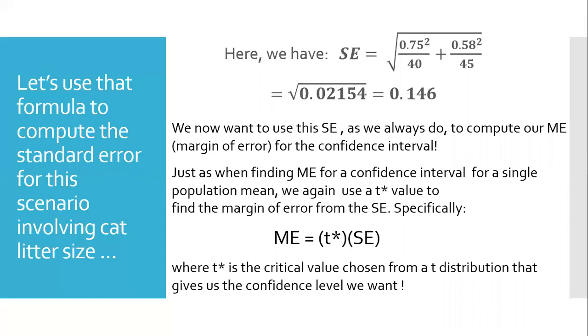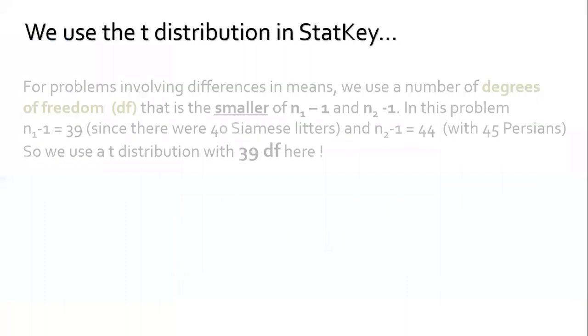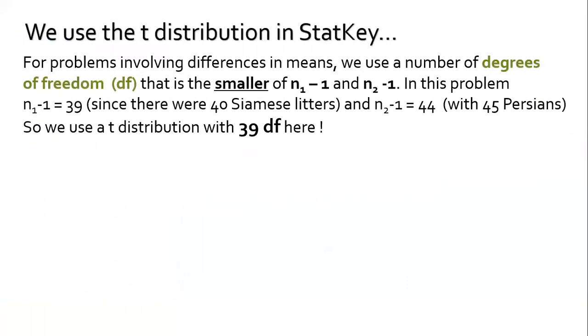Now, you may recall, this is precisely the same formula that we used back in section 6.2 when computing margin of error when working with a single population mean. But now we're going to use it for working with differences in means. To find that special t-star value, we'll use the t-distribution in StatKey or some other technology. It's important that we use the correct number of degrees of freedom for our t-distribution.